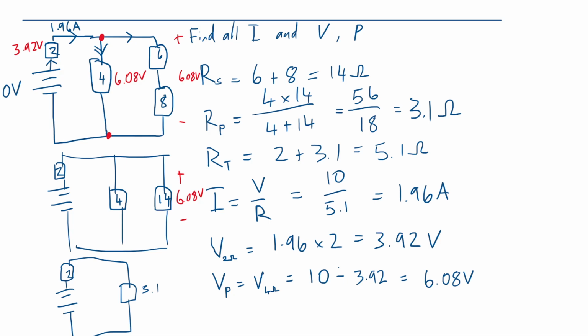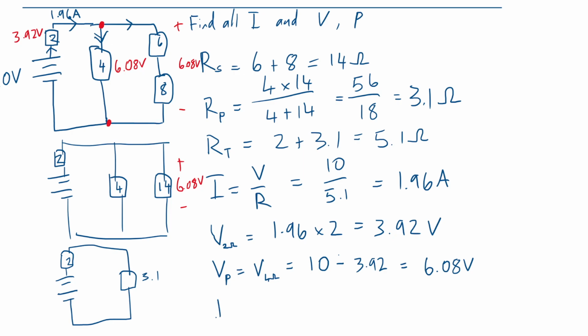Okay, what can you do next? Well, if you know the voltage across the 4 ohms, how can you find the current? Current, by Ohm's law, is the voltage across it divided by its resistance. 6.08 divided by 4, giving 1.52 amps. Now, does that make sense? Did we expect more current to go through that one? Yes, we did.